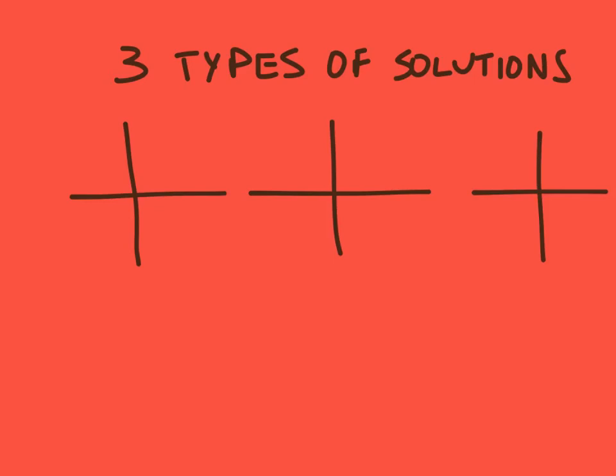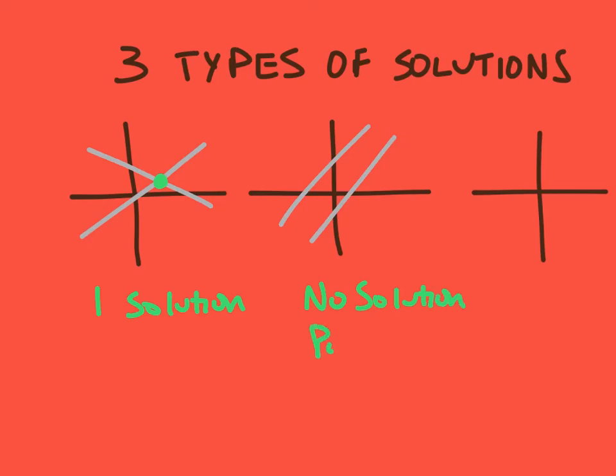Okay, so lastly, I want to talk about the three types of solutions that you can get here. The first is the one that we've been talking about, and that's when you have two lines that intersect at one point, okay? This is one solution. You could have another example where you have two lines that are parallel, so you would have no solution, okay? Because they don't intersect. These are parallel lines.